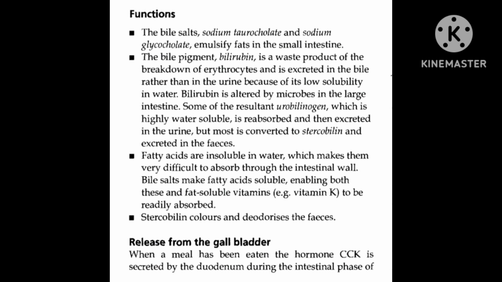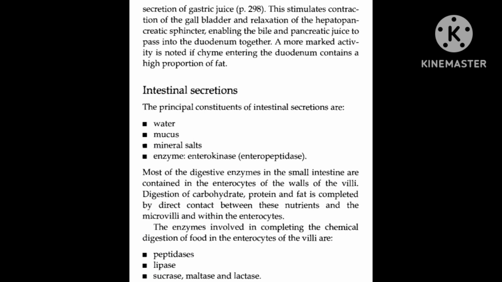Stercobilin colors and deodorizes the feces released from the gallbladder. When a meal has been eaten, the hormone CCK is secreted by the duodenum during the intestinal phase of secretion of gastric juice. This stimulates contraction of the gallbladder and relaxation of the hepatopancreatic sphincter, enabling the bile and pancreatic juice to pass into the duodenum together.